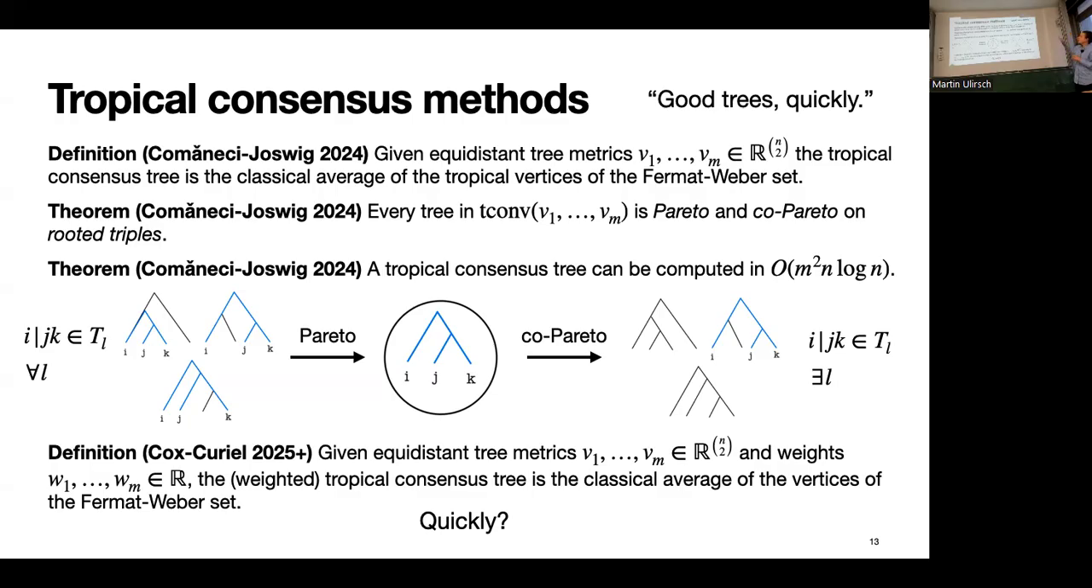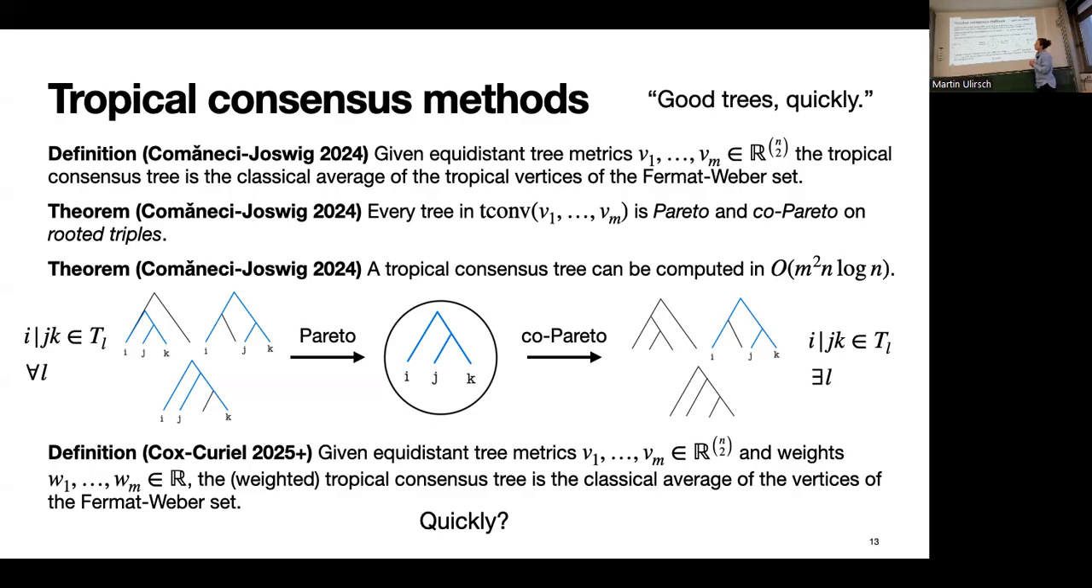And yeah, they show that these are both good trees and that they can be computed quickly. So every tree in the tropical convex hull is Pareto and co-Pareto on rooted triples. And I'll explain what that means now.